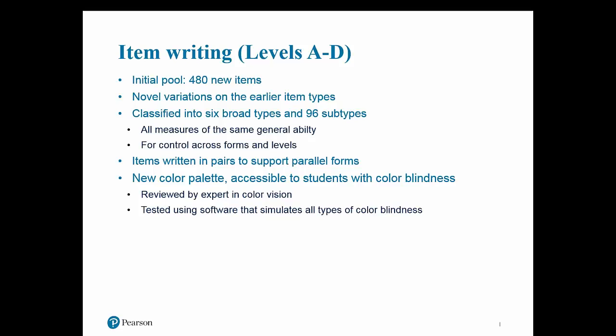So by doing this subtyping, we were able to say that the two forms at a level would be parallel to one another in the kinds of items that they contained. And for that reason, the items were written in pairs to support the parallel forms. So the trick was to write a pair of items that were similar enough that they clearly involved the same reasoning process, but not so similar that they were trivially different. In other words, just a color variation would not qualify as enough to differentiate the items in a pair.